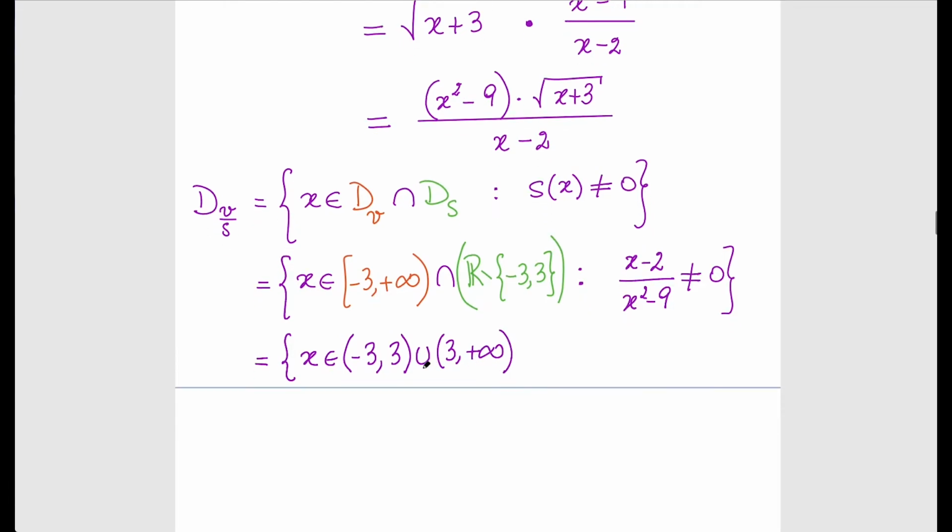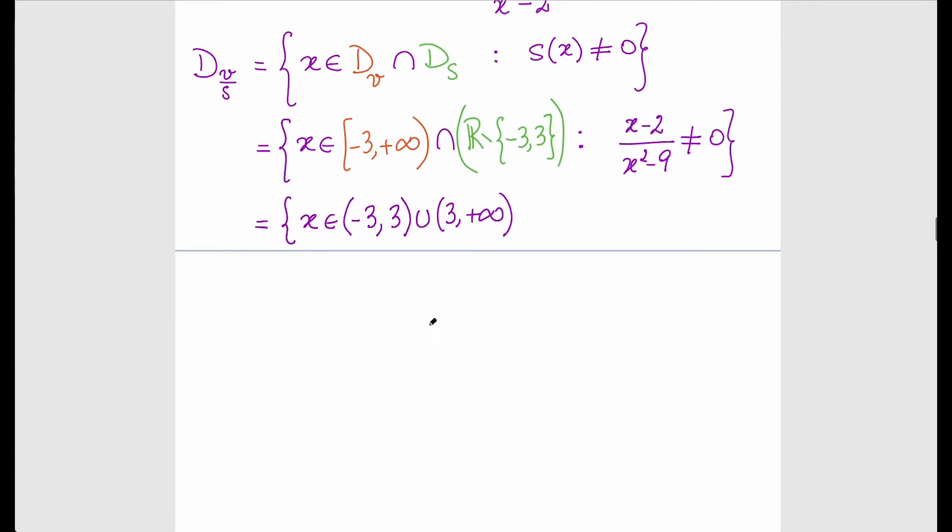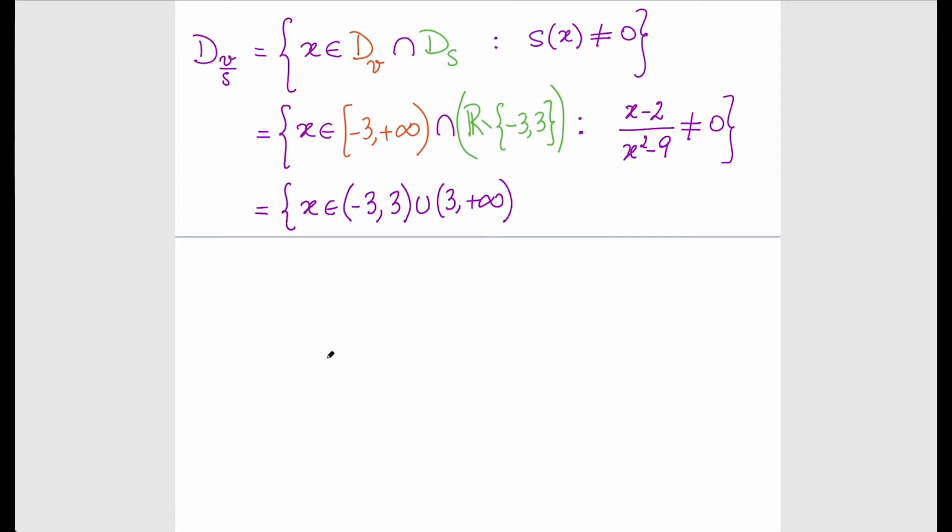Let me try to illustrate this via a graph, a number line. So if this is the number line, I'm trying to understand who these guys are. Okay? So who are these guys? Well, any number from minus 3 onward is good just for this part. So from minus 3 onward is good. Minus 3, everything is good. This is just the brown part.